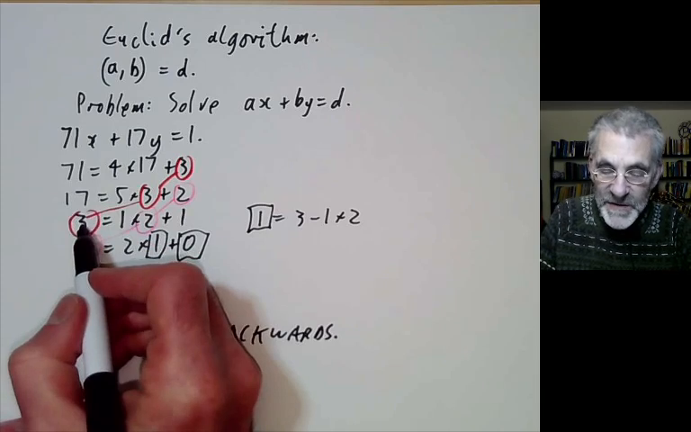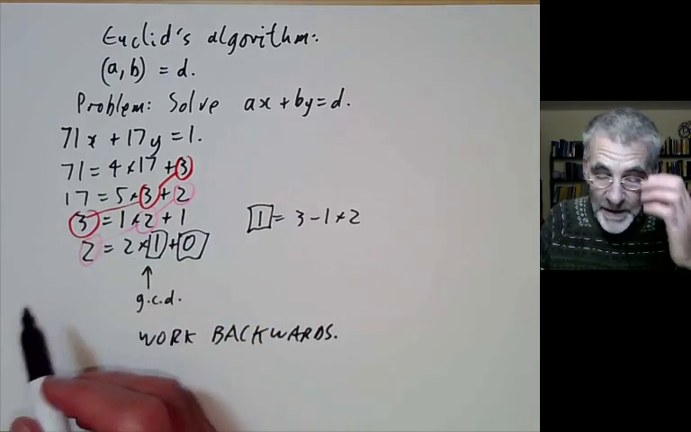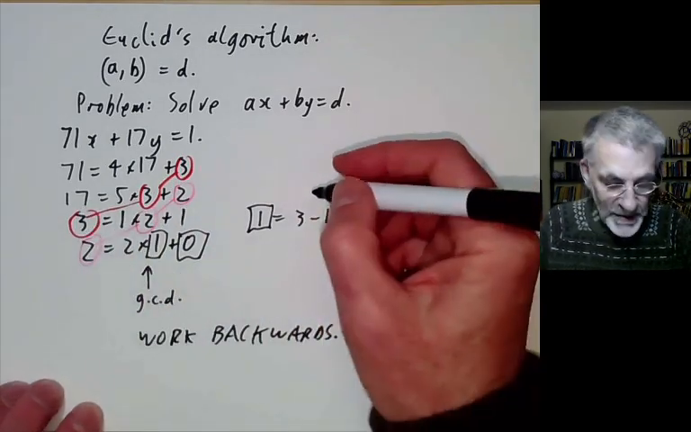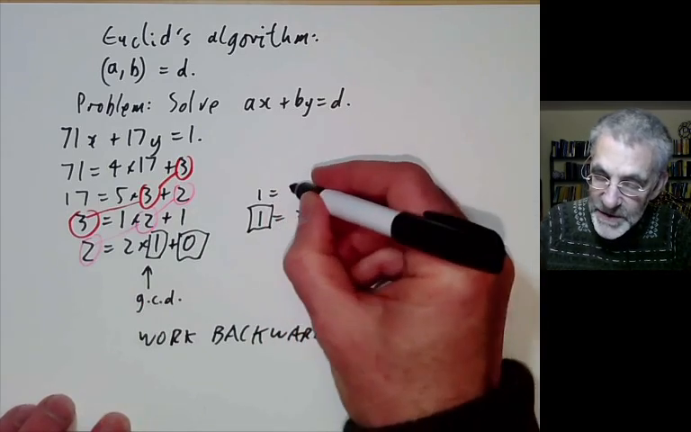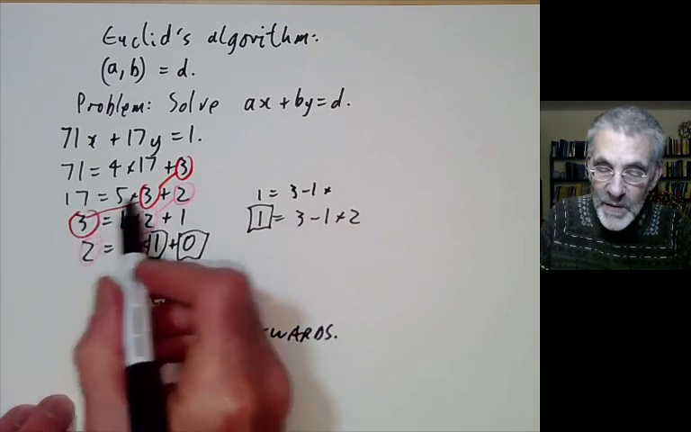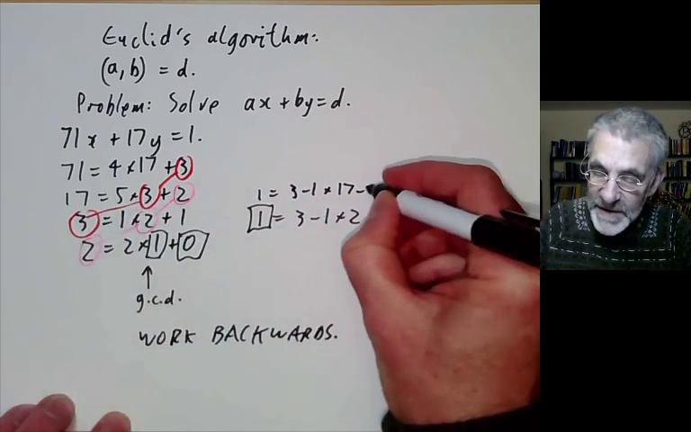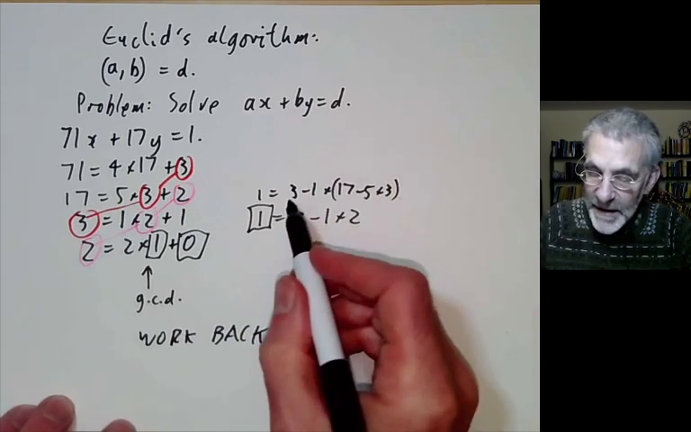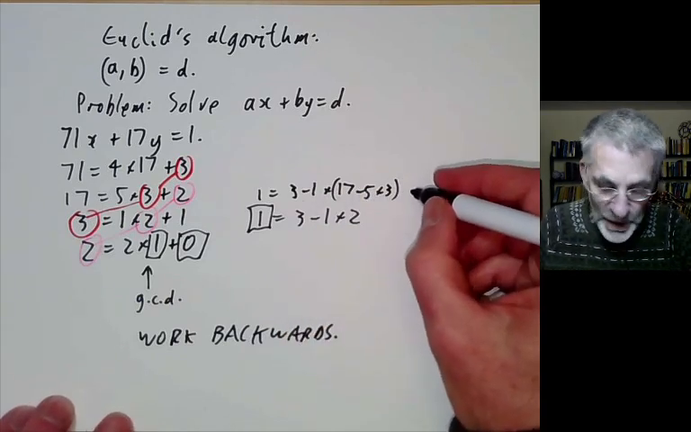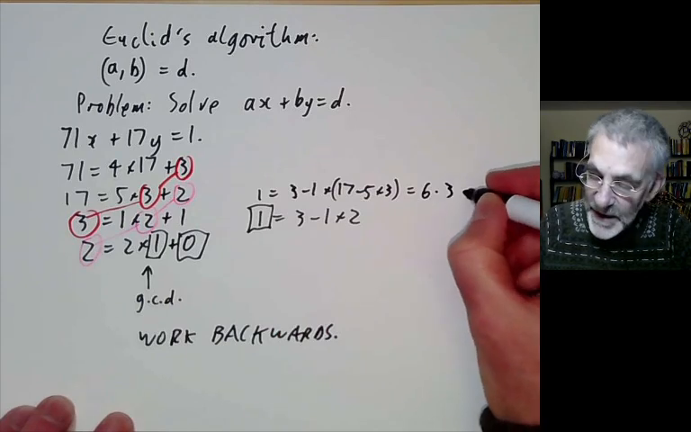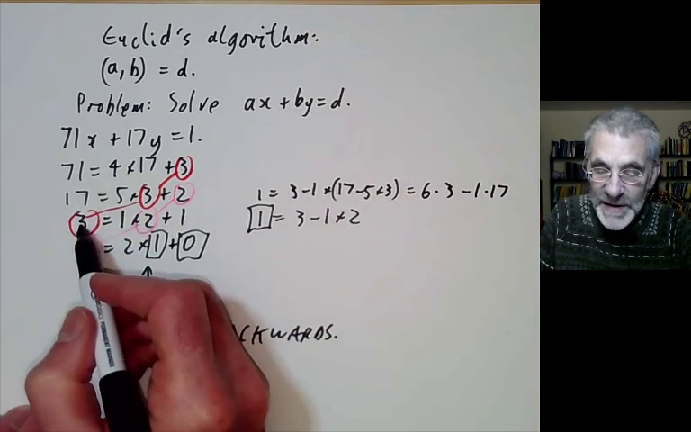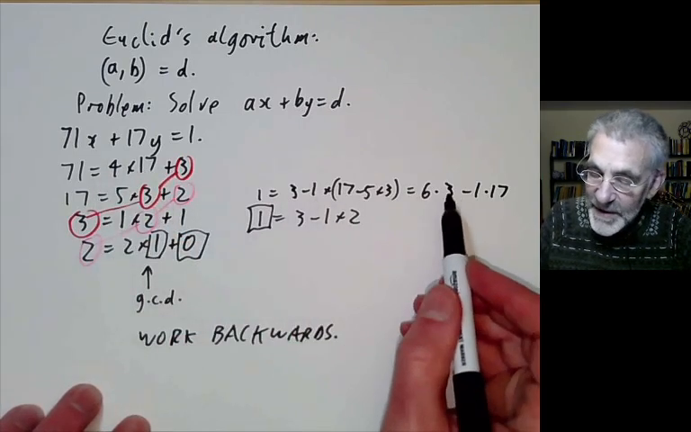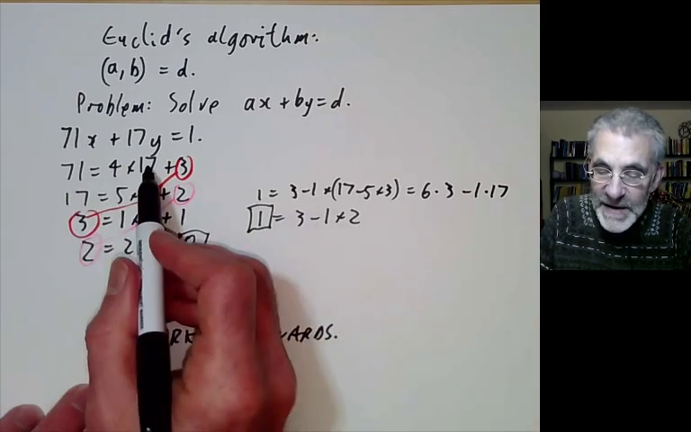Now we're going to write it in terms of 3 and 17. And for that, we notice we can write 2 in terms of 3 and 17. So we write 1 is equal to 3 minus 1 times, well, 2 is now 17 minus 5 times 3. And now we can rearrange this and we find that 1 is equal to 6 times 3 minus 1 times 17. So we've written 1 in terms of 3 and 17. And now we go back up another step. So we can now write 3 in terms of 71 and 17 using this equation.